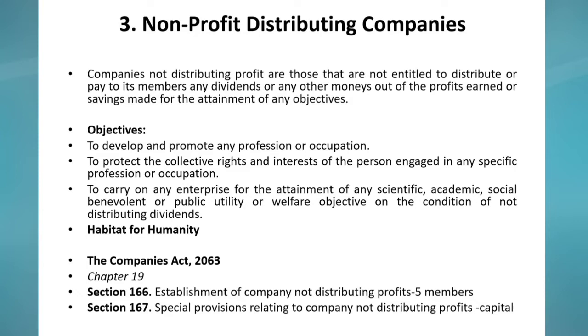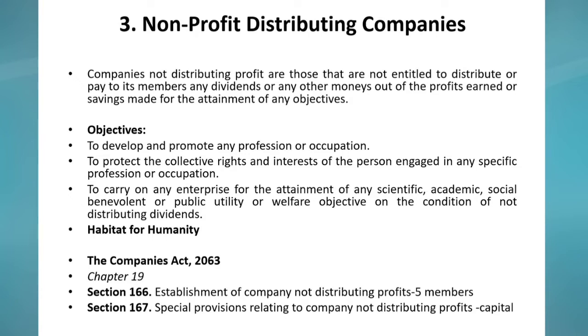Chapter 19 of the Companies Act 2063 has made provisions regarding non-profit distributing companies. Section 166 deals with the establishment of a company not distributing profits, and it says that in order to establish or incorporate non-profit distributing companies in Nepal, there must be at least 5 members, and the members could be increased later on while keeping the minimum members at 5.